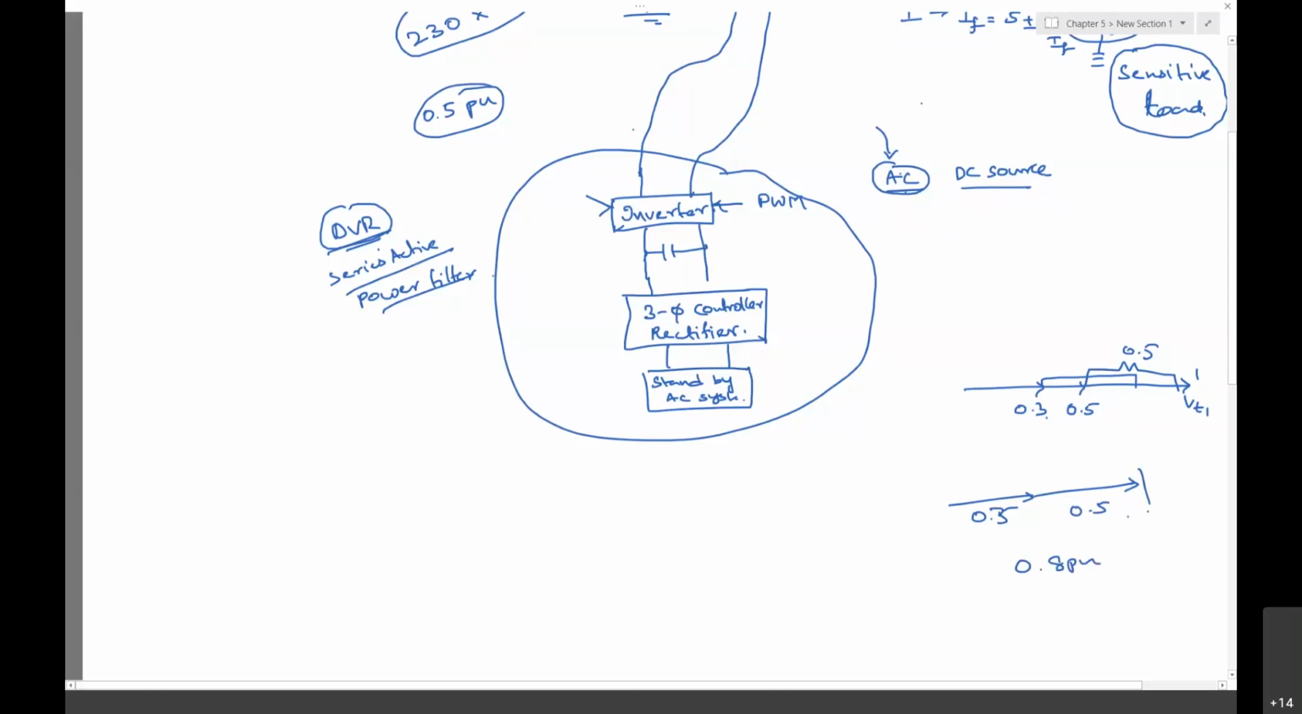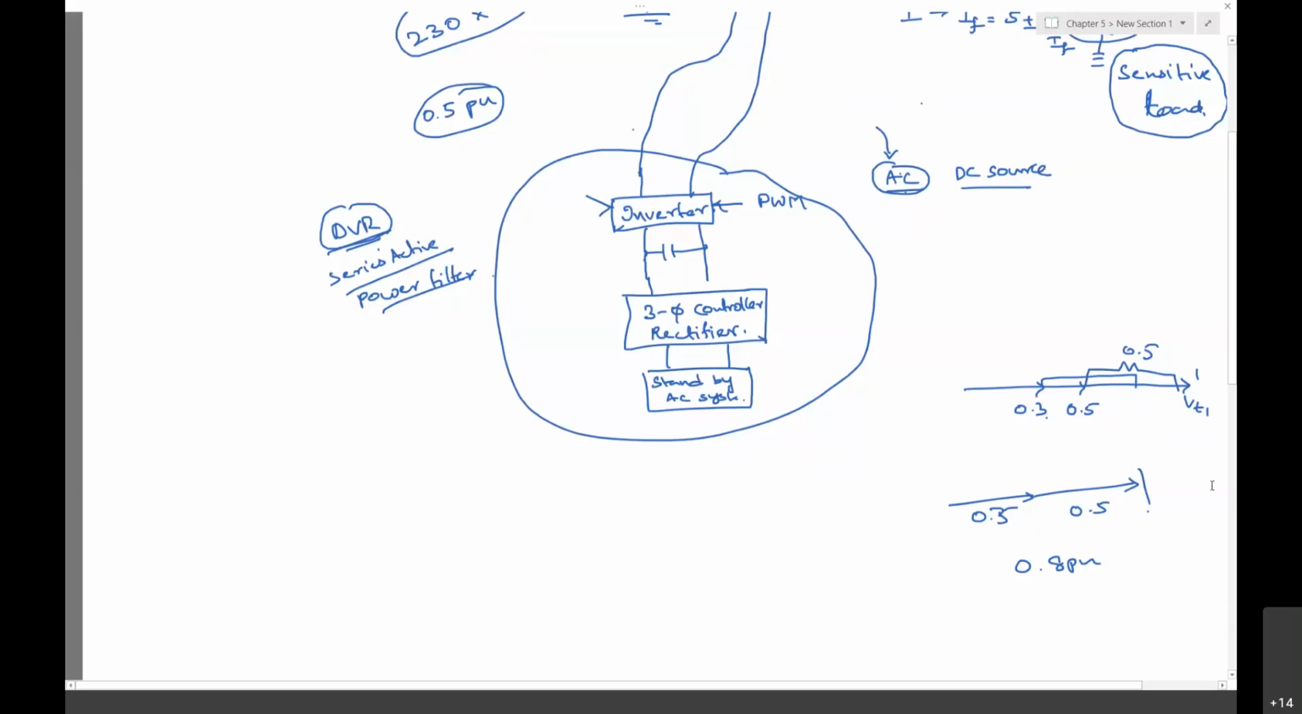This is the background I was telling about: the voltage injected by the dynamic voltage restorer is 50% of the nominal voltage. There is no specific reason why they have gone for this particular voltage injection. We can go even to 0.9 per unit.